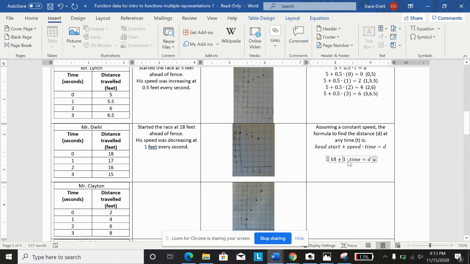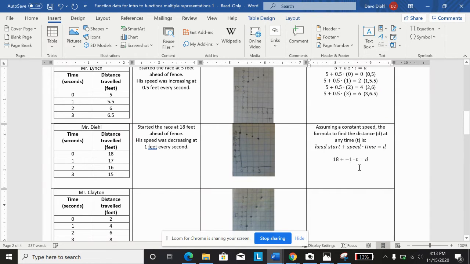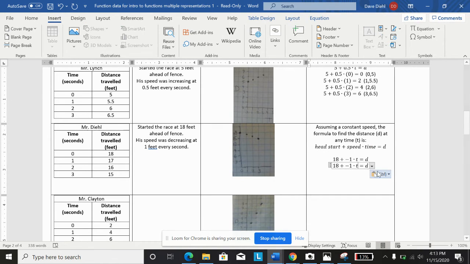Well, my speed was -1. So my formula is going to be 18 plus -1 times time equals distance. Remember, we really wanted to find out how far I would be after 10 seconds. You could figure it out logically, just subtract 1 ten times. But if I want t to be 10, then I plug in 10 for t. But now I got a two-step formula to solve.